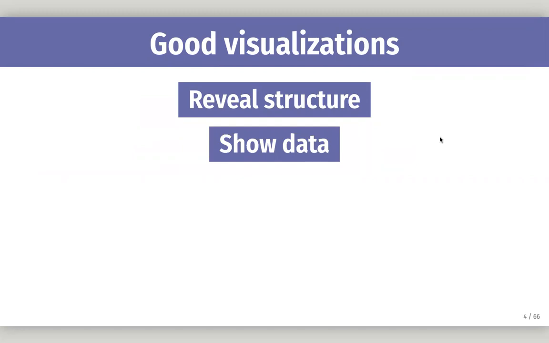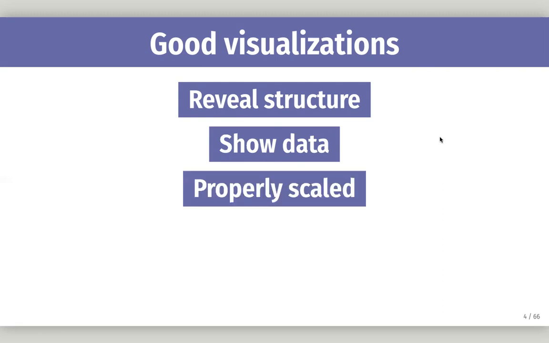It should show the data, which builds on reveal structure. Sometimes there are certain types of plots that are intended to be summary measures. In those cases, it's important to also try to show the data, or at least look at the plot one time with the data to make sure there's nothing being obfuscated by the summary. So reveal structure, show data. It should be properly scaled. What that means is that the way you're zoomed in on either the X or Y axis should be appropriate to the question at hand. And for all of these, I'll give some examples of what I mean.